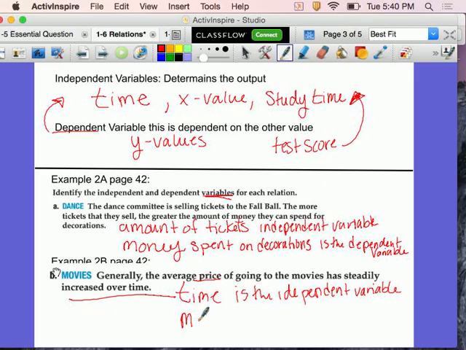So it's a movie ticket price? Or going to the movies. I don't know exactly what they mean by that. So going to movies, that is, price of. Shoot, I need the number. Goodness. Price of going to movies is the dependent variable.